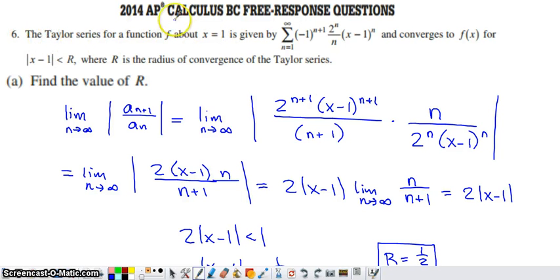So here's problem number 6. It's from the 2014 BC exam. And in this question, as normally happens in question 6, you're given some information about a series.